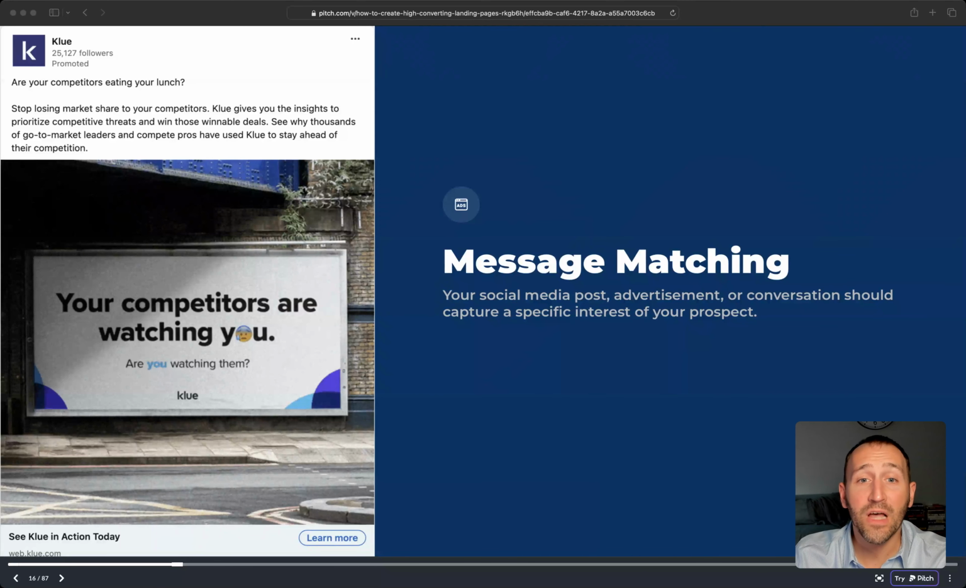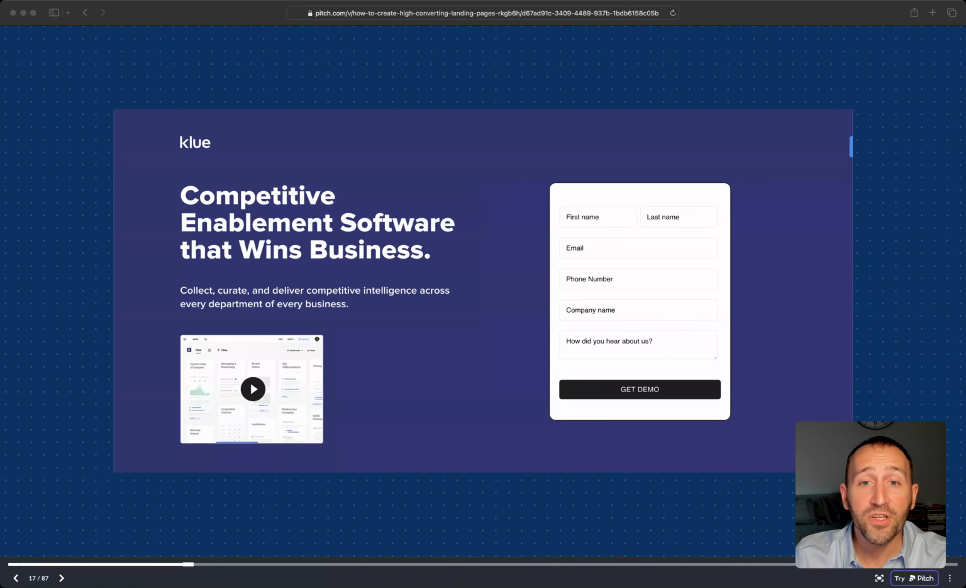As an example of a company using message match correctly, Clue, a competitive research platform, is running an ad on LinkedIn that uses the fear of missing out to catch people's attention and then suggests they book a demo to see Clue in action as the trigger. Onto the conversion point, you are then directed to a landing page that uses clear language in a simple form to capture that attention. With platform demos, there's not a lot that really needs to be said, so honestly, you can keep them pretty simple.